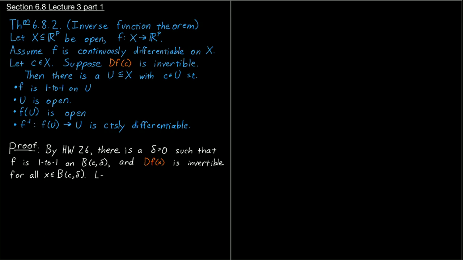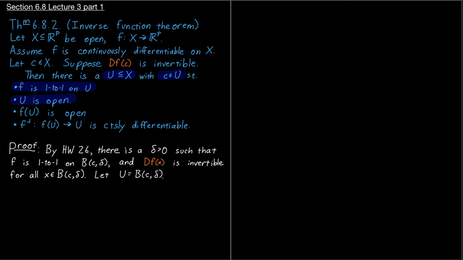So then we're going to just let U be that ball centered at C of radius delta. And then we've got U is a subset of X if delta is small enough because X is open. C is certainly in U. F is 1-to-1 on U, and U is open. So now we just need to show that f of U is open and f inverse is continuously differentiable.